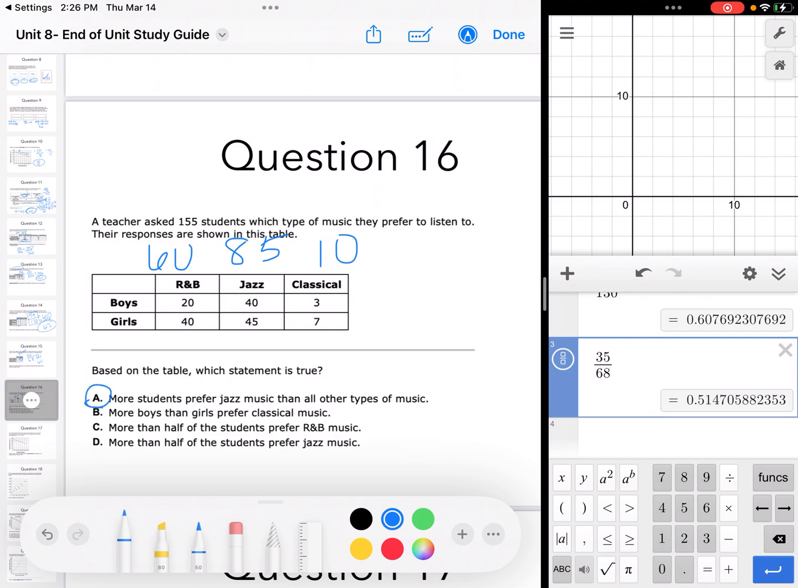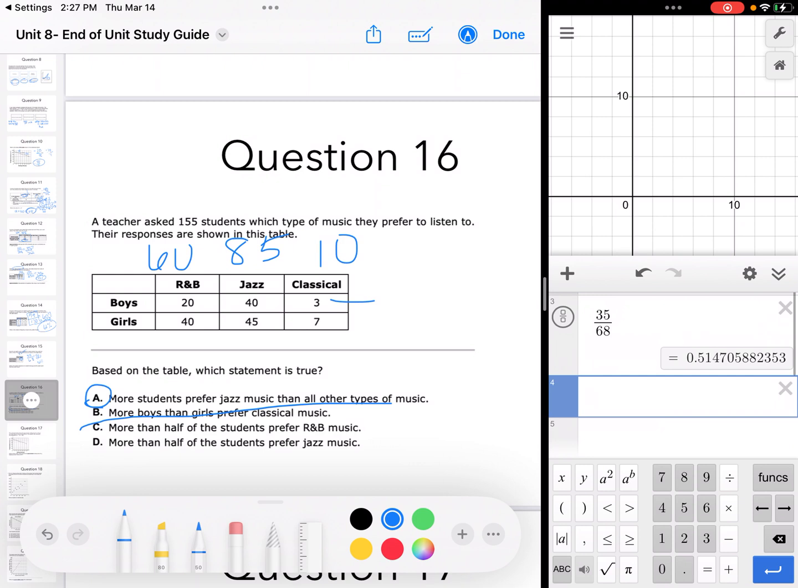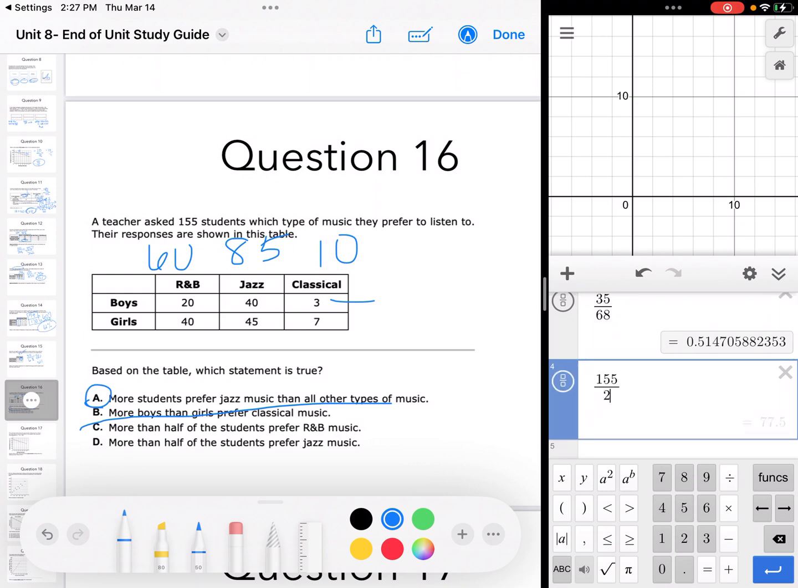More boys than girls prefer classical music. That's not true. More than half of the students prefer R&B music. Well, half of the students, so 155 divided by 2 is about 77 students, so that's not true. More than half of the students prefer jazz music, so that is true.